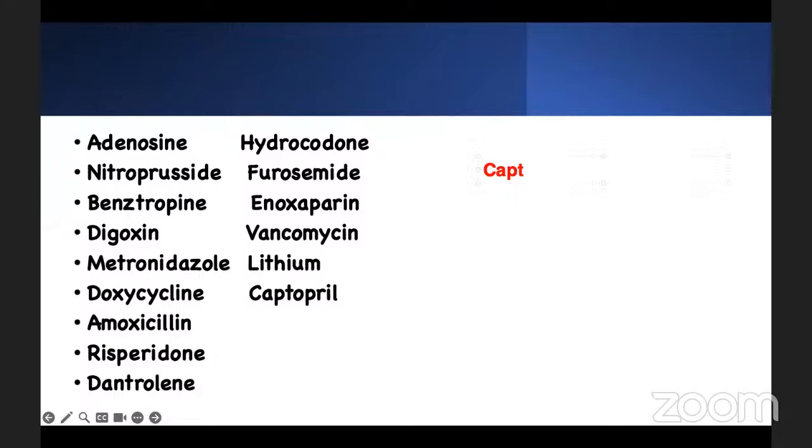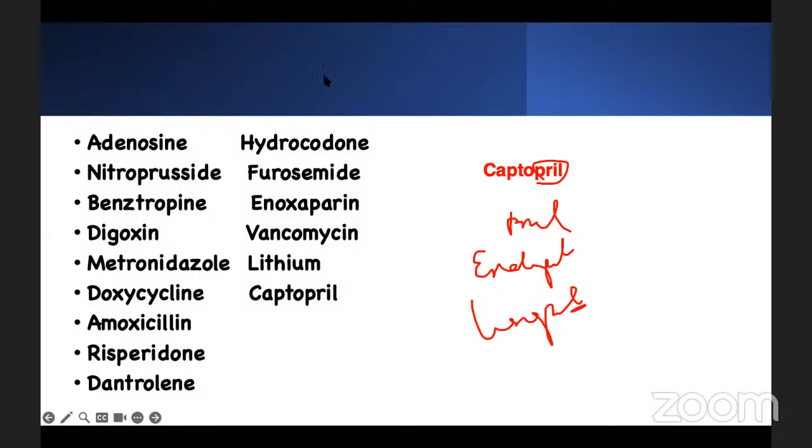Captopril. Everybody knows this, so I'm not going to waste too much time on it. What do you know about it? Look at the last name. All of them are pril: Enalapril, Lisinopril, right? The side effect is easy. They are ACE inhibitors. So A is angioedema. And C, they usually cause cough.